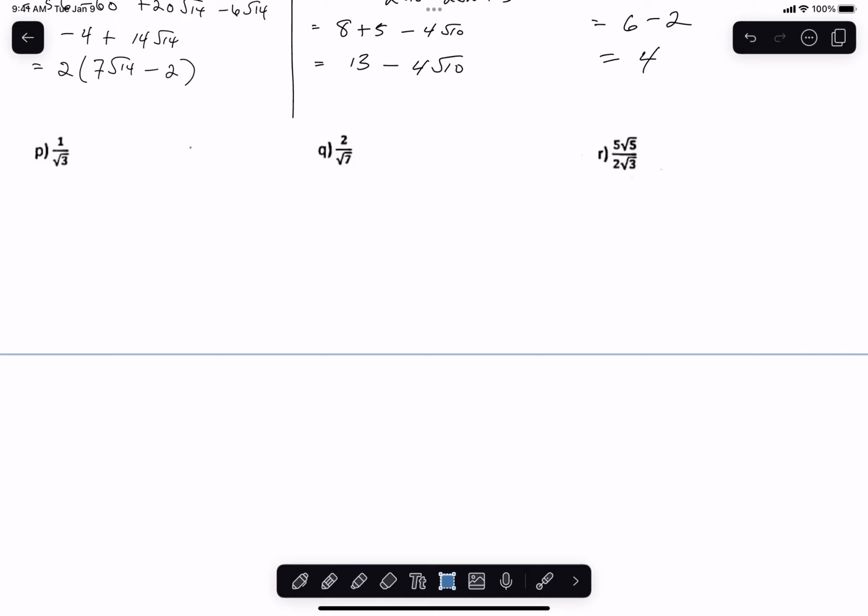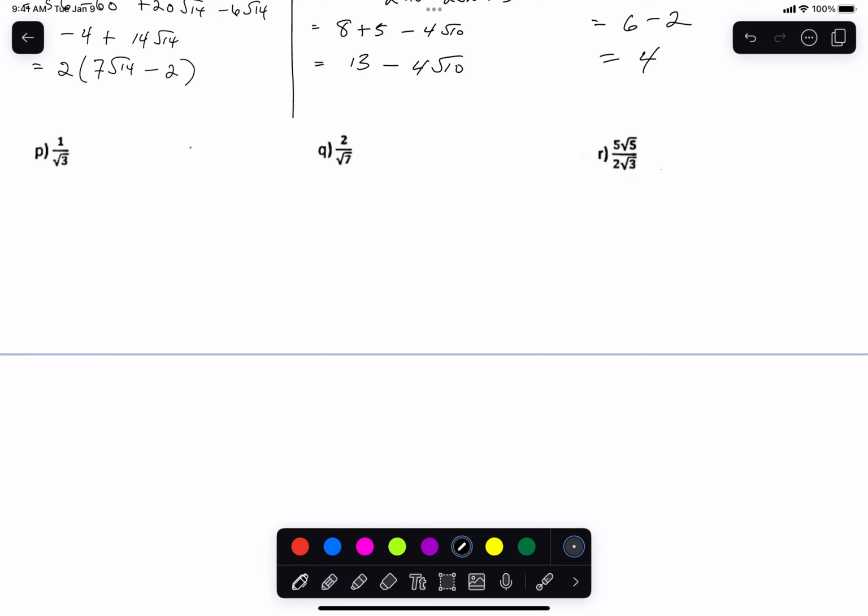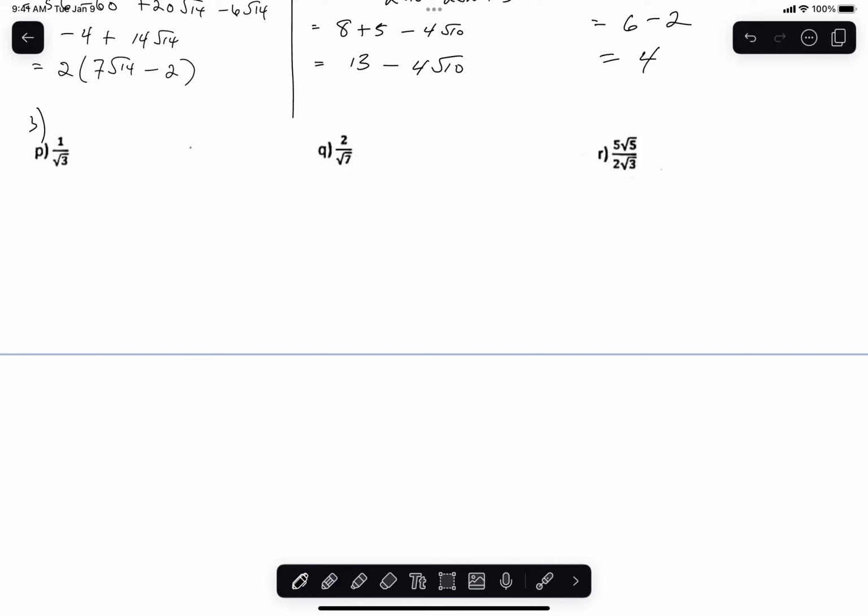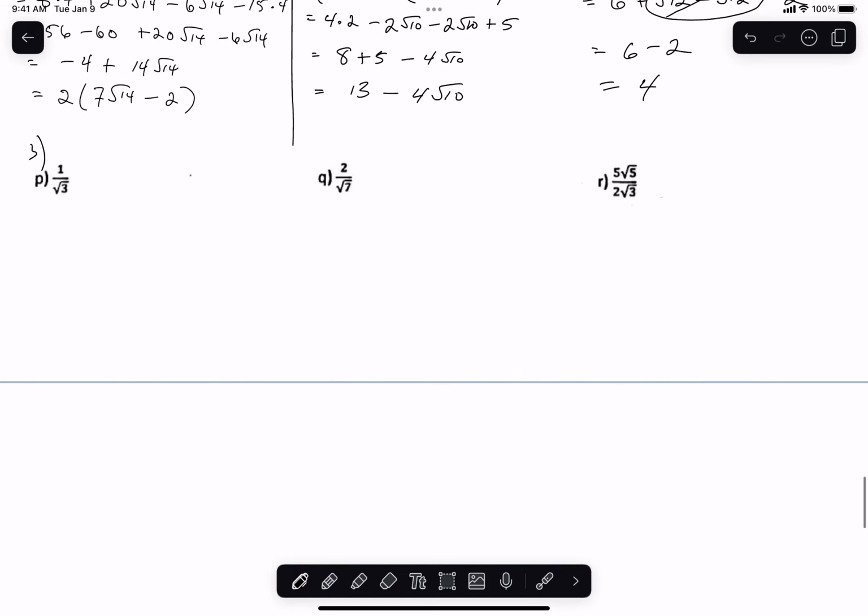Wait, so this is number 3 from the radicals review, okay? It's P, Q, and R. This will be the last 6 questions, or last 3 of the last 6 questions, okay? So what we're going to take a look at here, the difference between these questions and some of the other stuff we've done, is the presence of a radical in the denominator, okay?